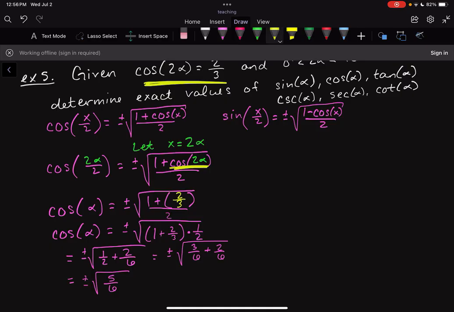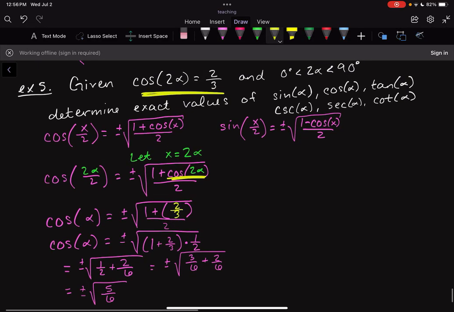Now I have to decide, should it be plus or minus? So if 2 alpha was between 0 and 90, if I divide all this by 2, I get that alpha should be between 0 and 45, which would also put it in quadrant 1. So it just stayed in quadrant 1. And cosine is going to be positive in quadrant 1. So this becomes square root of 5 over 6.